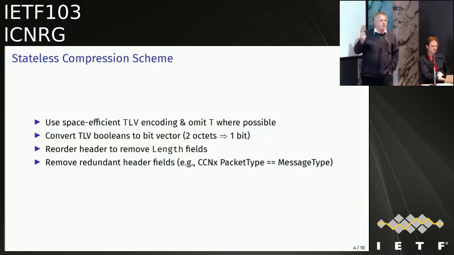That means, first of all, we try to get the TLVs to smaller encodings. For instance, a Boolean bit vector can be reduced to a bit, and we also try to remove a lot of fields from the header wherever possible if they are not needed. For instance, length. If you're in a more or less confined length scheme, then you can adjust this to fixed length, and you don't need to carry this. Also remove redundant header fields.